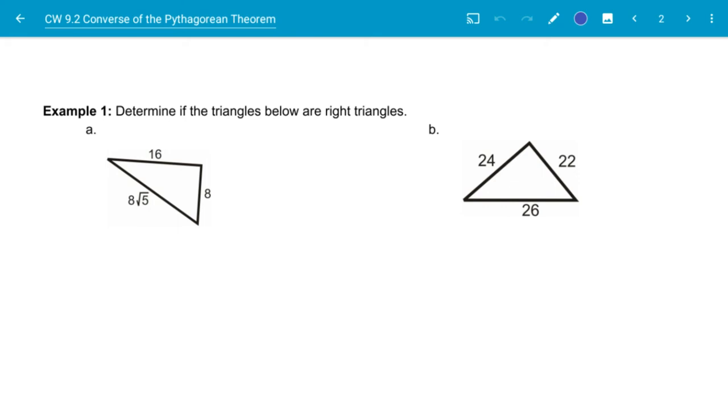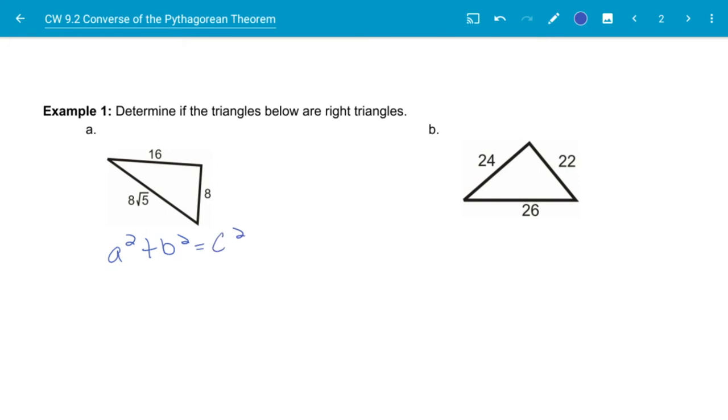Example 1 says determine if the triangles below are right triangles. So in order to be a right triangle, you have to be able to satisfy the Pythagorean triple, which means that you put it into the Pythagorean theorem and it makes a true statement. So the Pythagorean theorem says a squared plus b squared is equal to c squared.